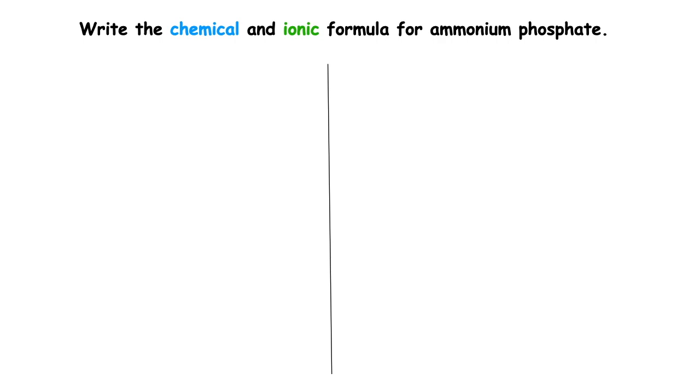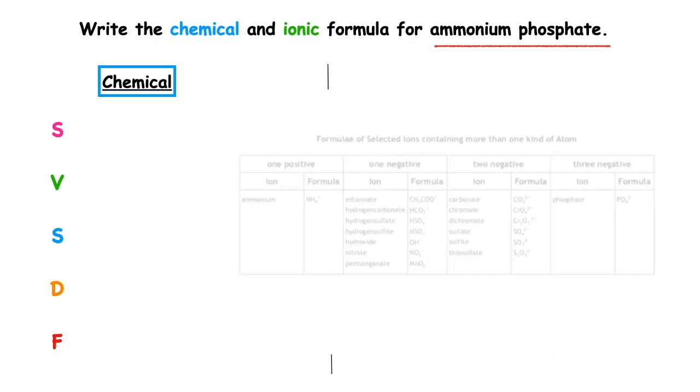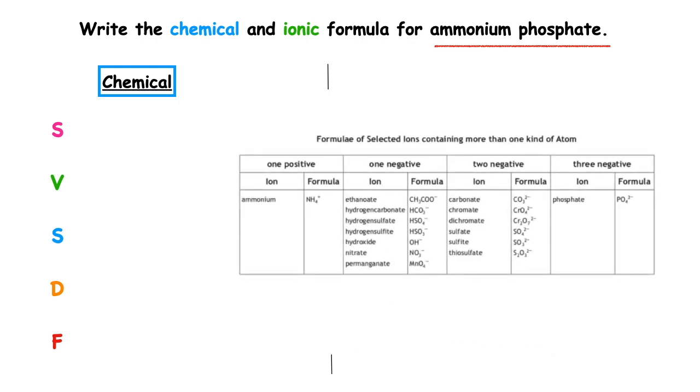This last example wants us to write the chemical and ionic formula for ammonium phosphate. Now this would be classed as an A-mark question, and that is because both parts of the compound are found in page 8. Both are made up of group ions. So we start off with our SVSDF. The symbol for ammonium can be found on page 8, and that is NH4, and we need to keep a bracket around that. It's got a valency of 1.